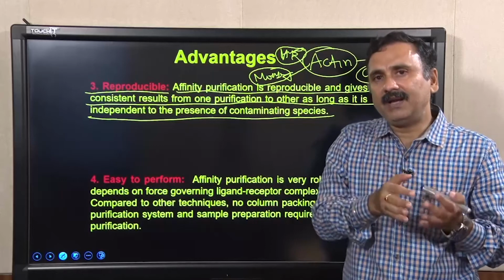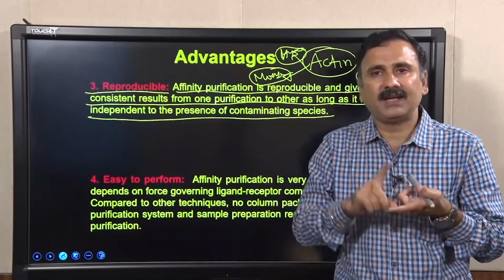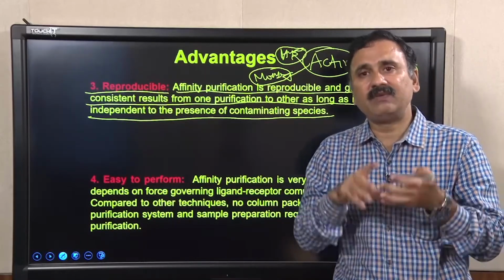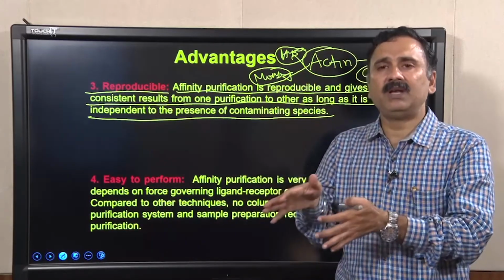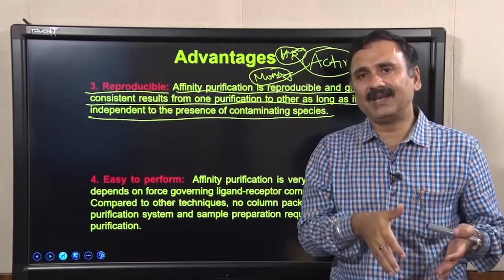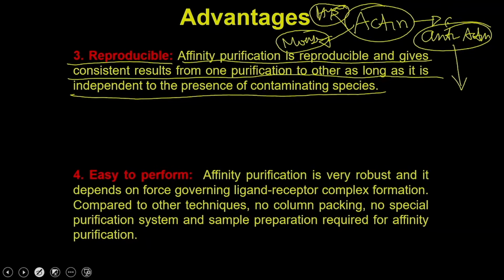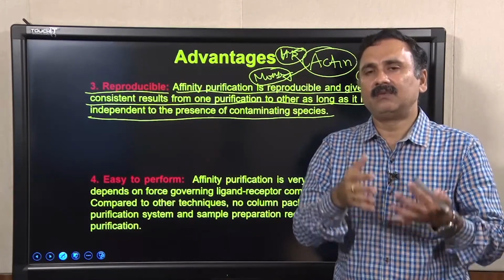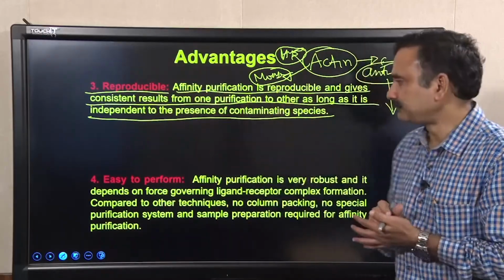So, that is why purification with conventional chromatography techniques, whether it is ion exchange chromatography, hydrophobic interaction chromatography or gel filtration chromatography, will depend on the contaminating species or contaminating proteins, whereas in this case it hardly matters as long as your anti-actin antibodies are good enough to bind the actin. It hardly matters whether you are purifying the actin from the mouse or the human.